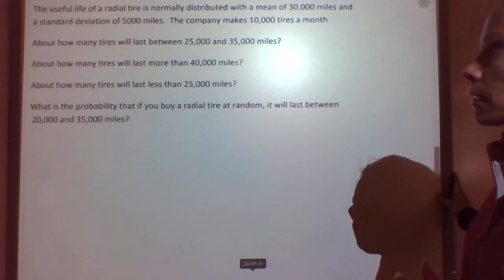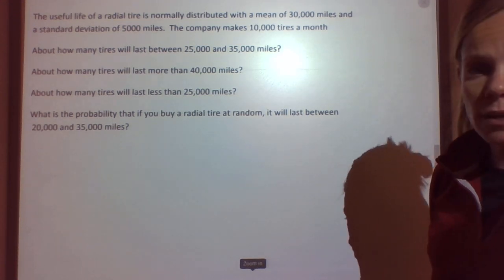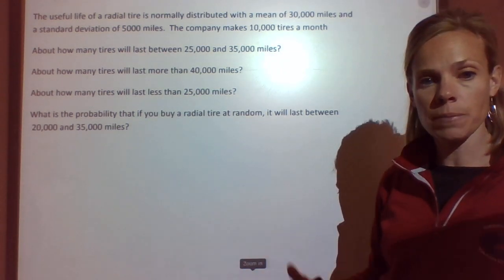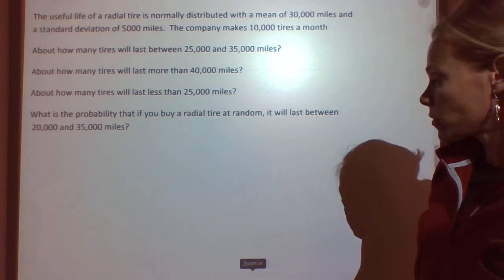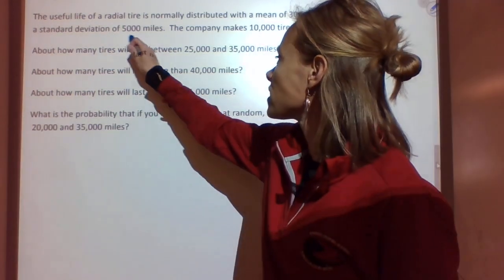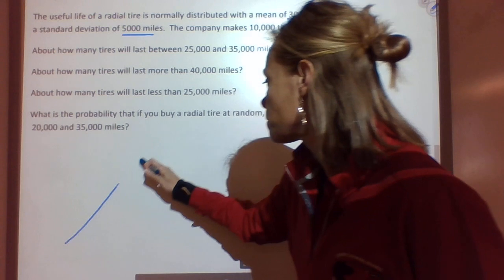One more. Anyone that owns a car knows that your tires usually last around 30,000 miles. 30,000 miles, you need to buy new tires. That's how long the average tire lasts, with a standard deviation of 5,000. So there's my information. So let's create a normal curve here.